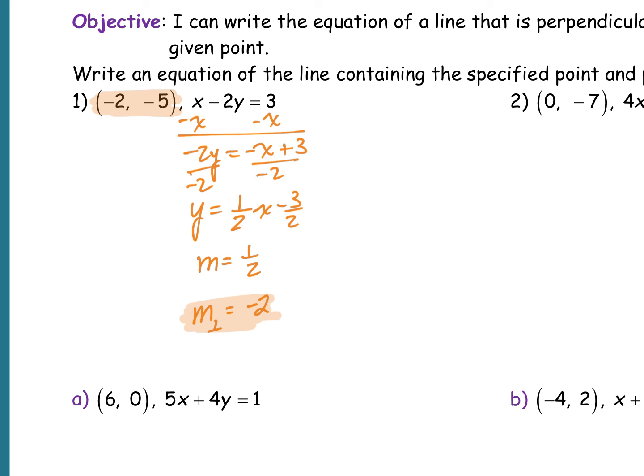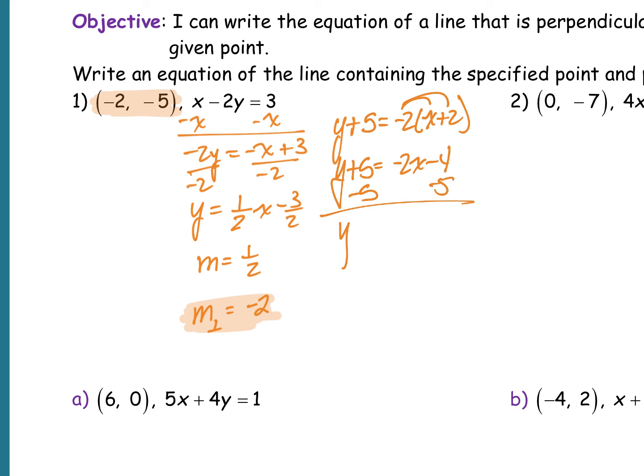So I've got y plus 6. Oh, no, that's not a 6. Wow, where did the 6 come from? Plus 5 equals -2 times x plus 2. Distribute. Y plus 5 equals -2x minus 4. Subtract 5. Y equals -2x minus 9. So there's the equation of a line that's perpendicular to the other line.